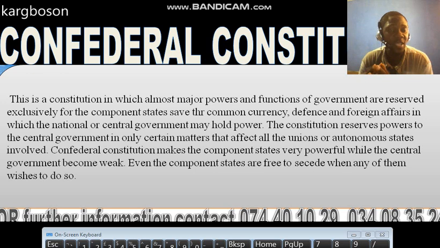That is why we say that the exclusive list covers defense, currency, and foreign affairs. But the opposite is the case with Confederal Constitutions. In a Confederal Constitution, what happens? Almost all major powers and functions of government are reserved exclusively for the component states, not the central government.